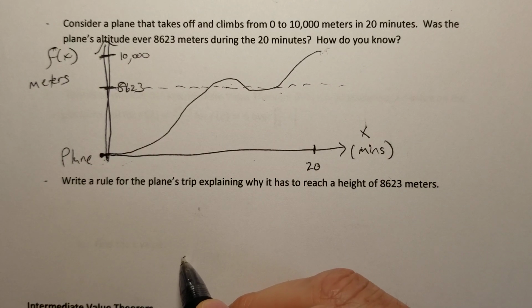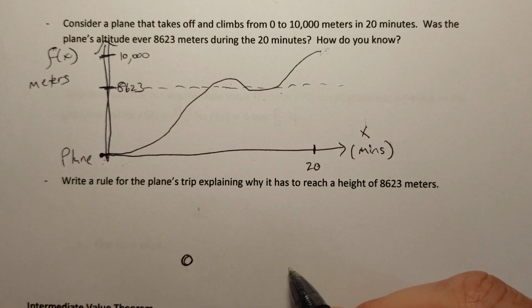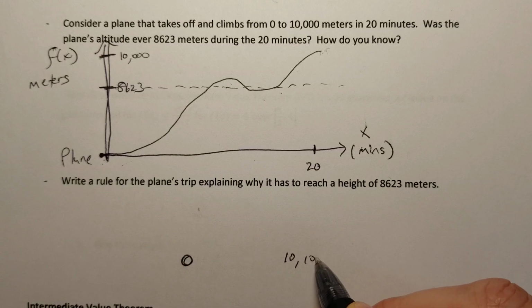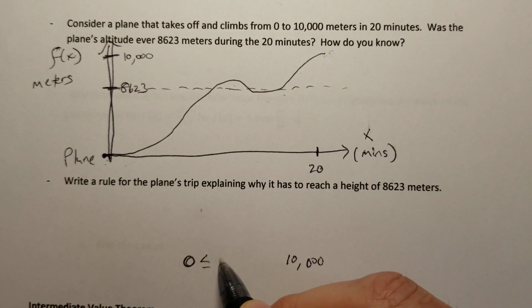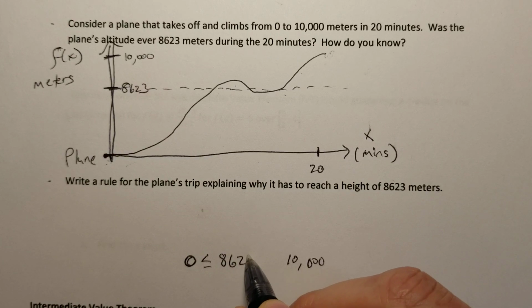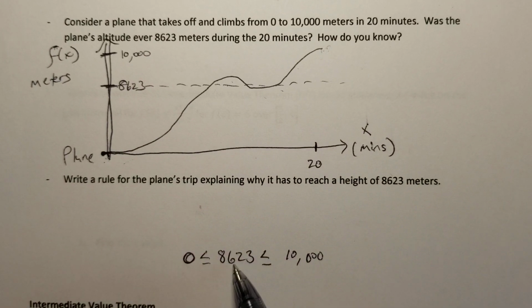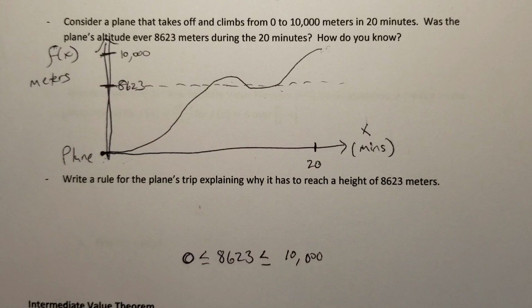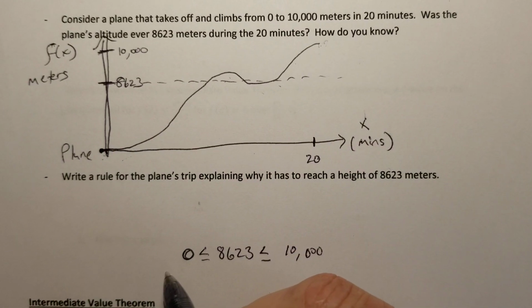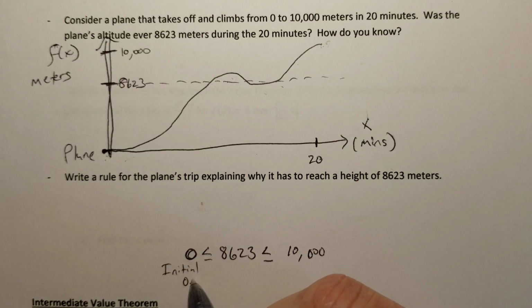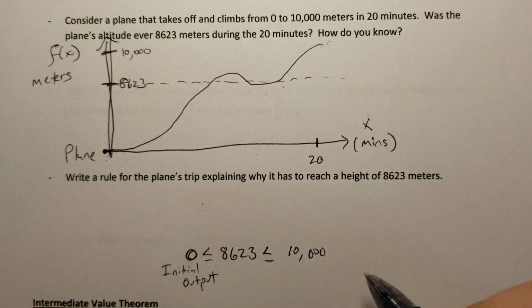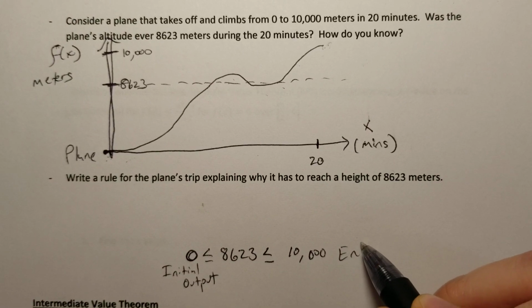So down here I'm going to write: start at 0 meters, end at 10,000 meters, and 8,623 is bigger than 0 and less than 10,000. So this is my initial output, let's just say, and this one is my ending output.